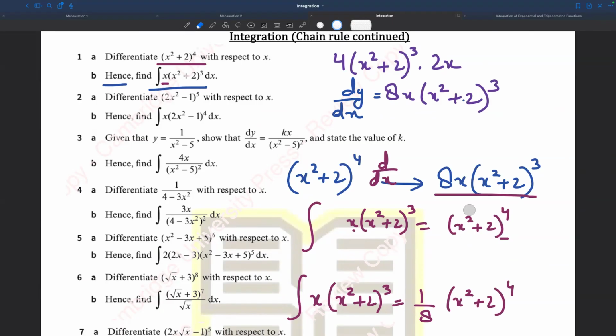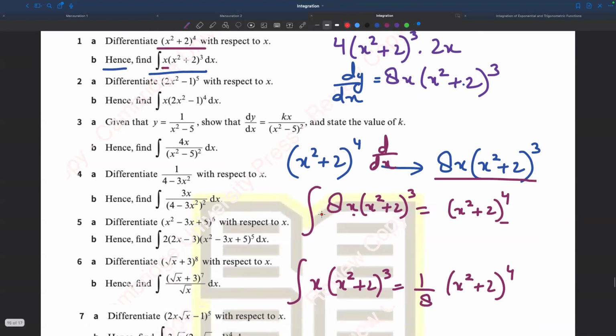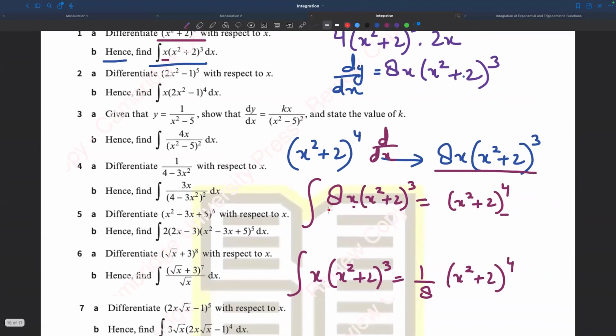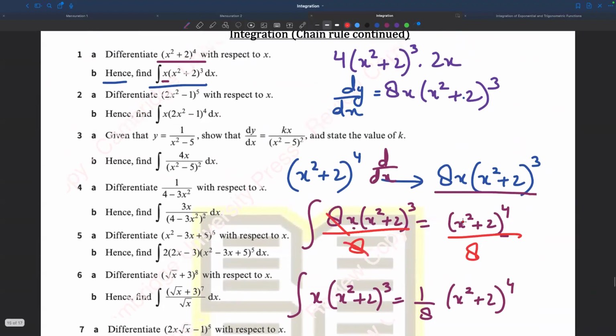देखो, it means when I integrate this term 8x into x square plus 2 whole cube, I should get this. But from here this 8 has been removed. जो क्वेश्चन आपसे पूछा है, कांस्टेंट रिमूव करा है ना, कैसे रिमूव करें? How do we get rid of it? We divide by 8. So if I divide by 8 here, I should divide by 8 here as well. Interesting, right? Slightly different. ठीक है.